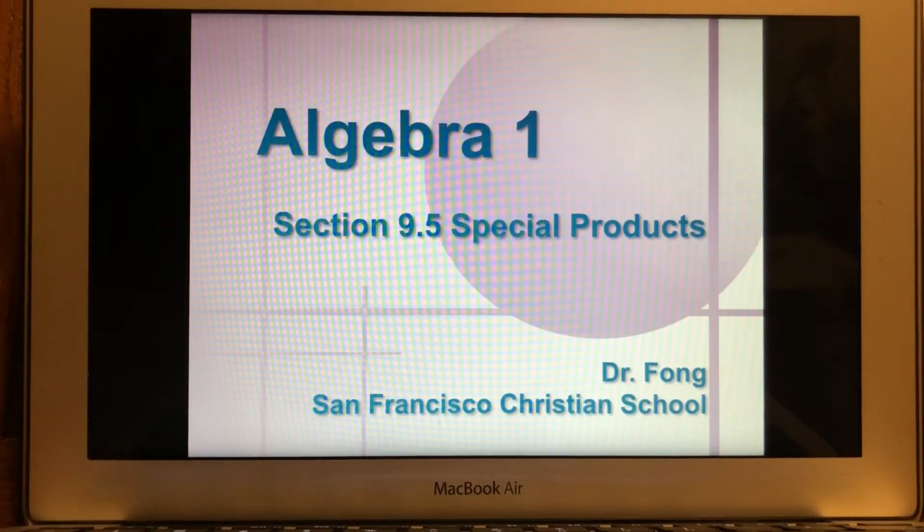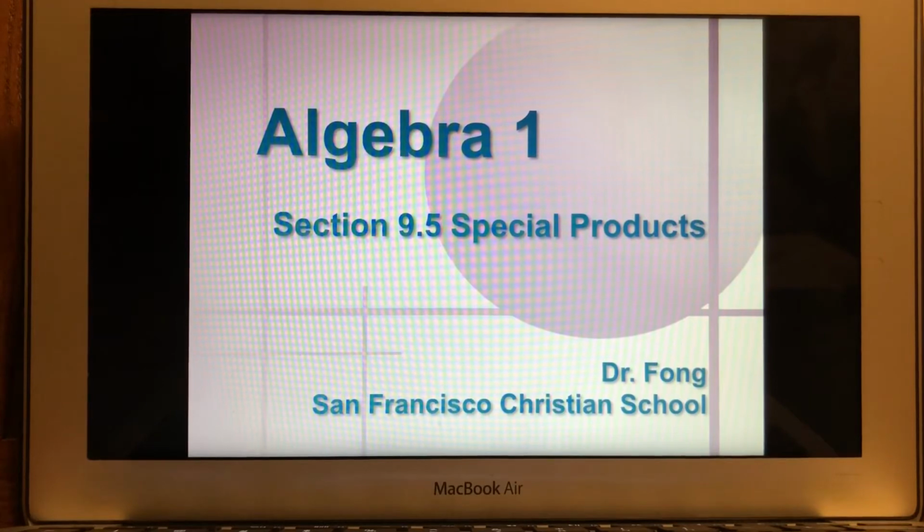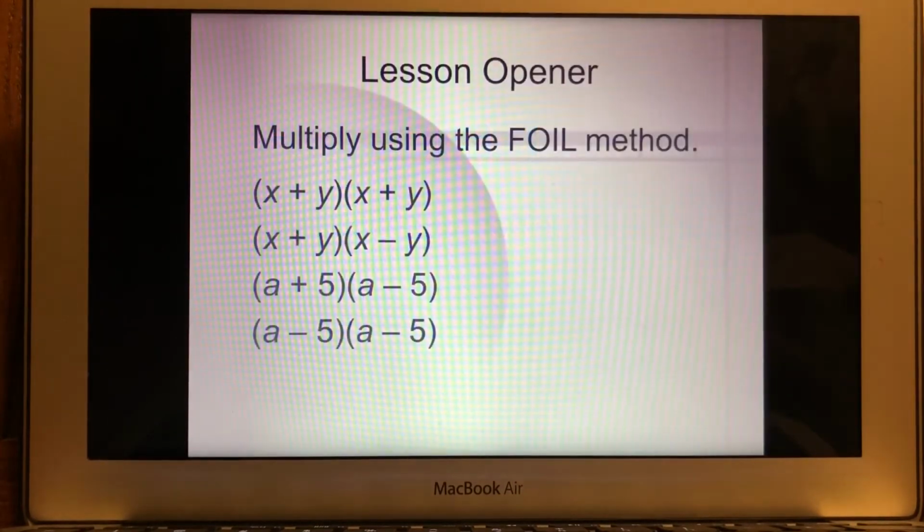Hello, we get to continue from our chapter on polynomials. Last section we talked about using the FOIL method to multiply our polynomials, and now we're going to continue looking at special products within our polynomials. First, let's review this FOIL method.